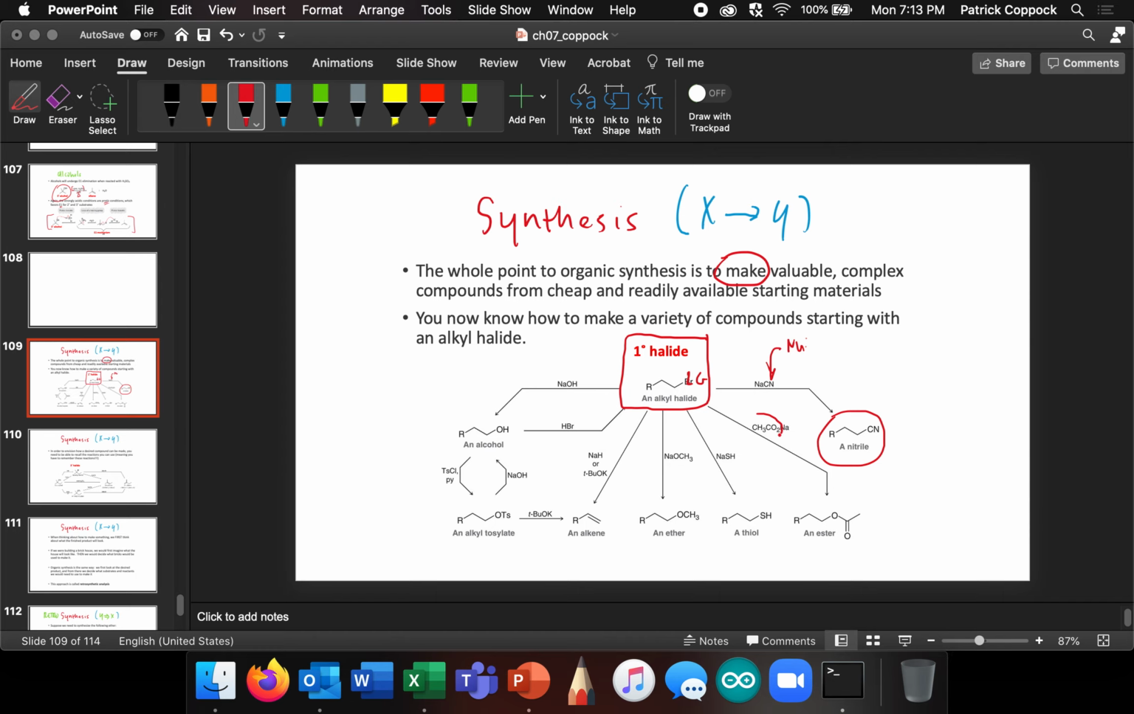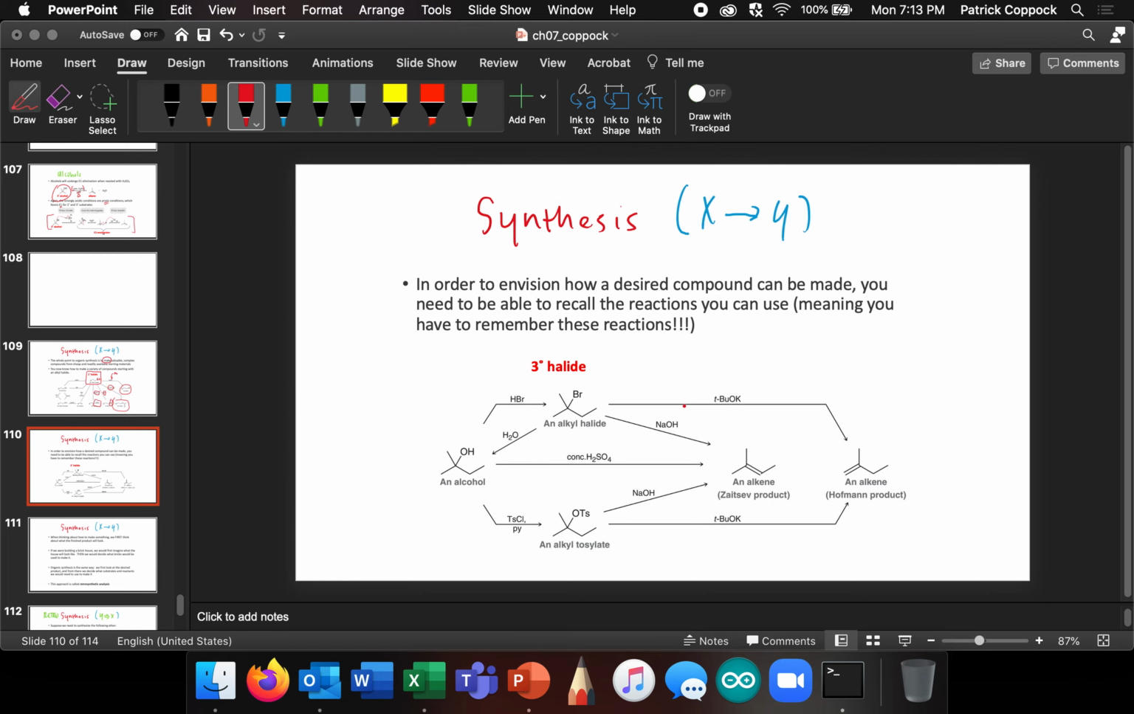Or if the nucleophile is acetate, we're going to make an ester. If the nucleophile is SH, we're going to make a thiol. If it's methoxide, we're going to make an ether, right? So the whole point, I'm repeating myself, is to make valuable and complex compounds. So let's think about this.